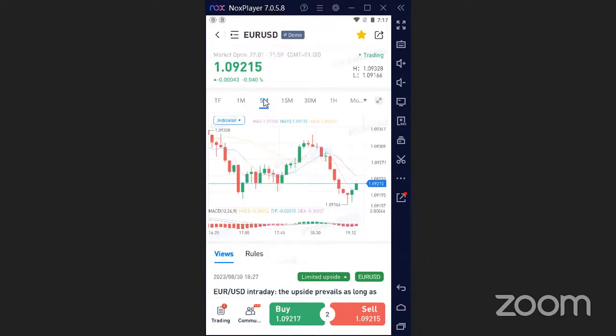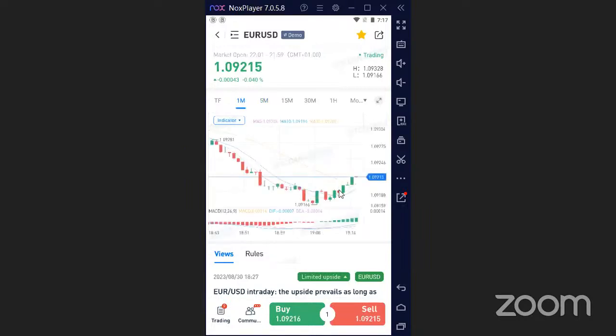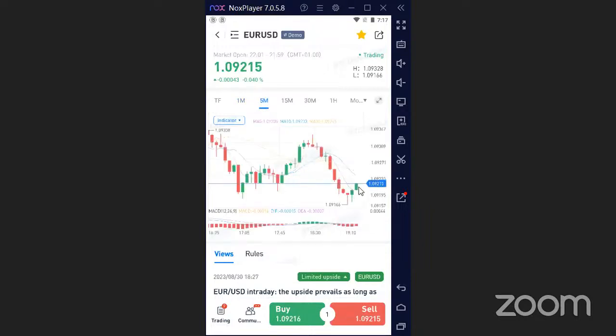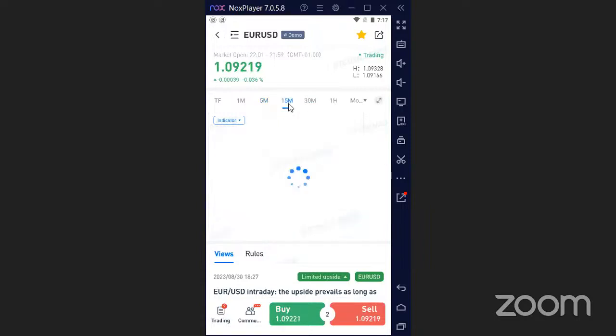Just like the 1 minute time frame, the 5 minute time frame is going to take 5 minutes for one candle to finish printing. Five of these 1 minute candles, 1, 2, 3, 4, 5, make one candle in 5 minutes. Okay, so that's basically what it means. The same thing applies for the 15 minutes, the 30 minutes, the 1 hour time frame, and so on.